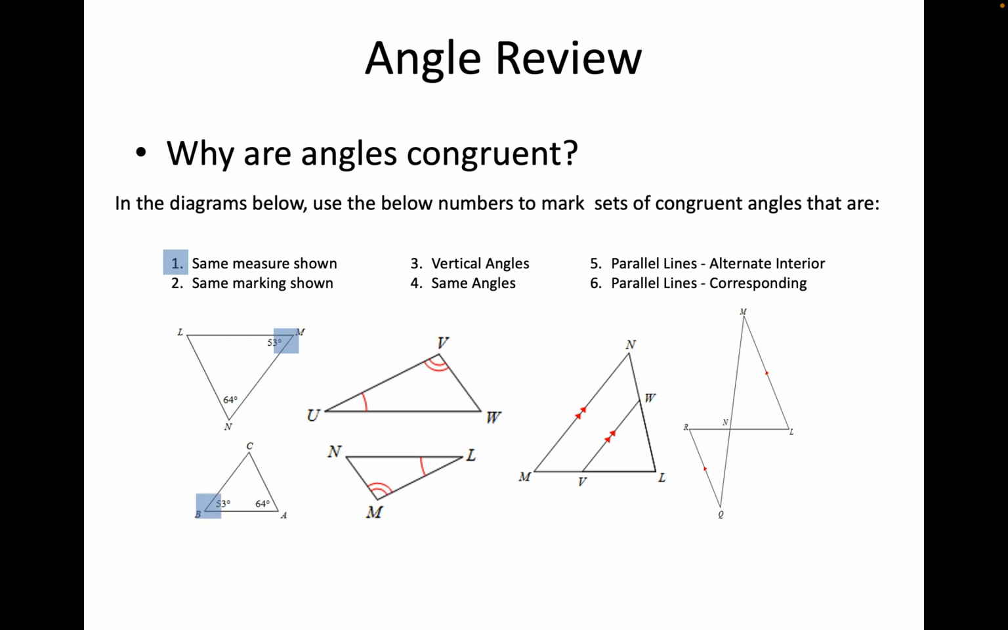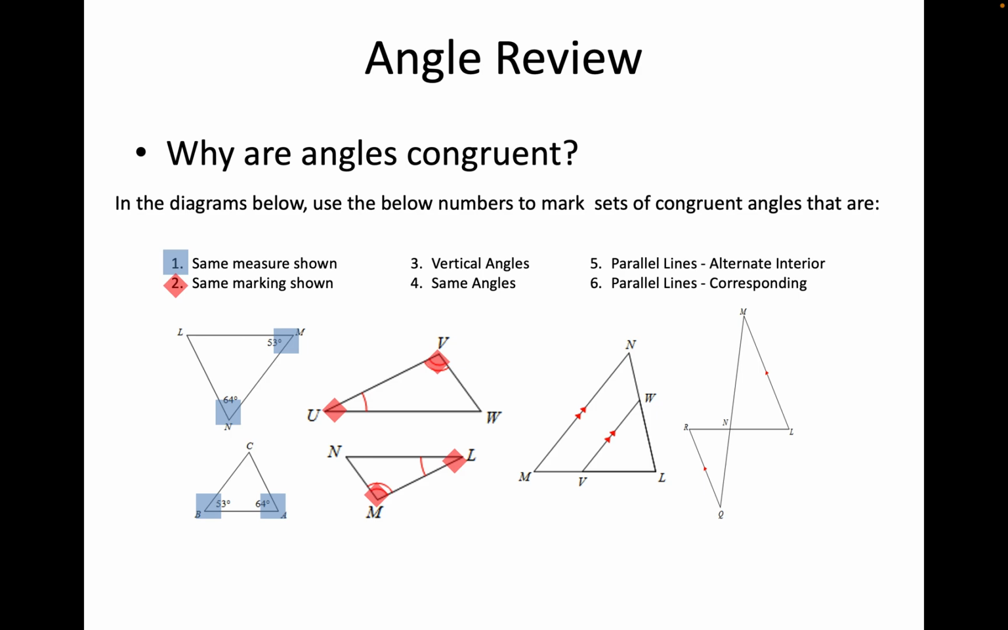So for example, right there, I can see that angle M and angle B are congruent because they're both 53-degree angles. It says 53 right there. The same thing here, these are both 64-degree angles, so they must be congruent. Number 2, they might not have the actual measure, but if they have the same markings, I know angles are congruent. So for example here, angle U and angle L are congruent because they each have one mark, or one arc, and angle M and angle V are congruent because they both have 2 marks. They are the same markings, so they must be congruent.